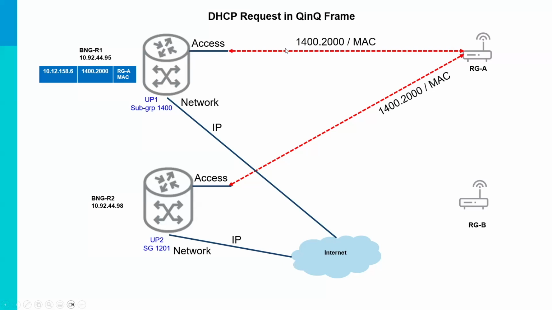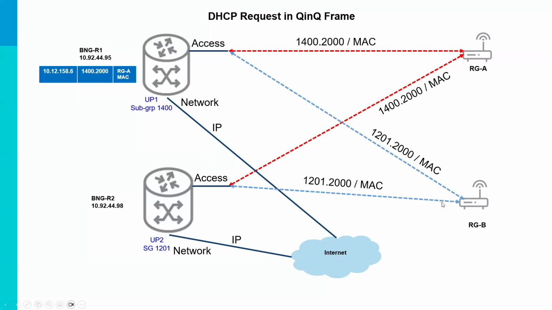UP1 says, oh, that's me, and sends back the MAC address. And then from then on, RGA only forwards traffic over that pseudo wire, so that all of its traffic goes into UP1 and out to the internet. It doesn't send any data on UP2.